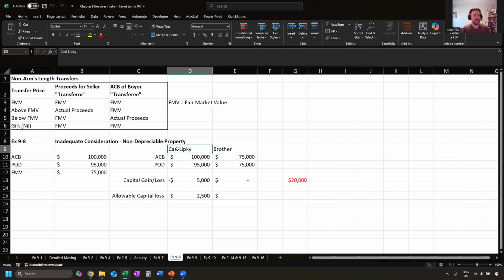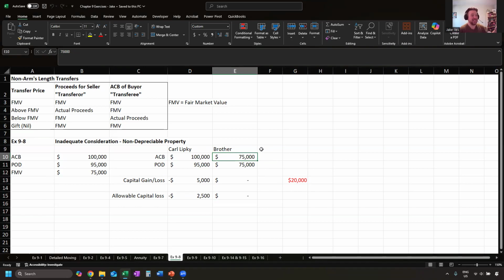So Carl will be deemed to have received the higher number between these two. So the higher number is 95. He received 95. So his capital gain loss will be $5,000. An allowable capital loss, half of that, 2,500. The brother experienced a $20,000 loss. He bought it for 95 and sold it for 75. He experienced a capital loss, but his cost base is going to be the lower of the two numbers. The proceeds of the sale are the higher, the new cost base is the lower. So the fair market value is 75. Brother brings it in at 75,000 as the cost value.